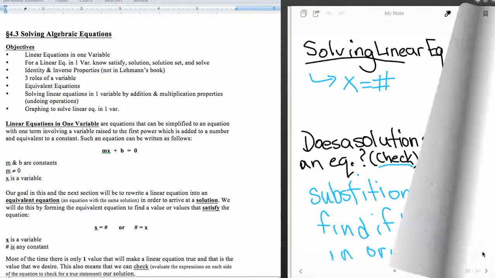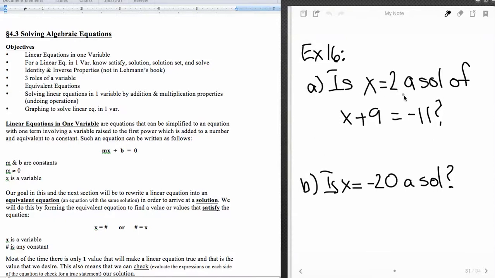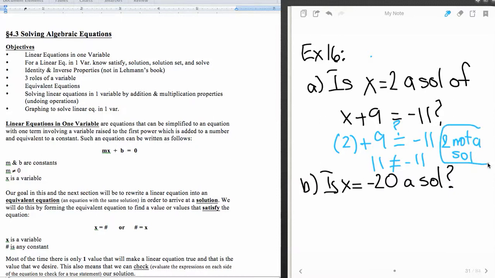All right, now we have just a quick example of how we can check an equation for a solution. So is x equal to 2 a solution of x plus 9 equals negative 11? To check this, to verify whether it's a solution, we're going to plug it in, and we're asking, is it true that it equals negative 11? And 2 plus 9 is 11, but that doesn't equal negative 11. So as it turns out, 2 is not a solution. So that is that verified.